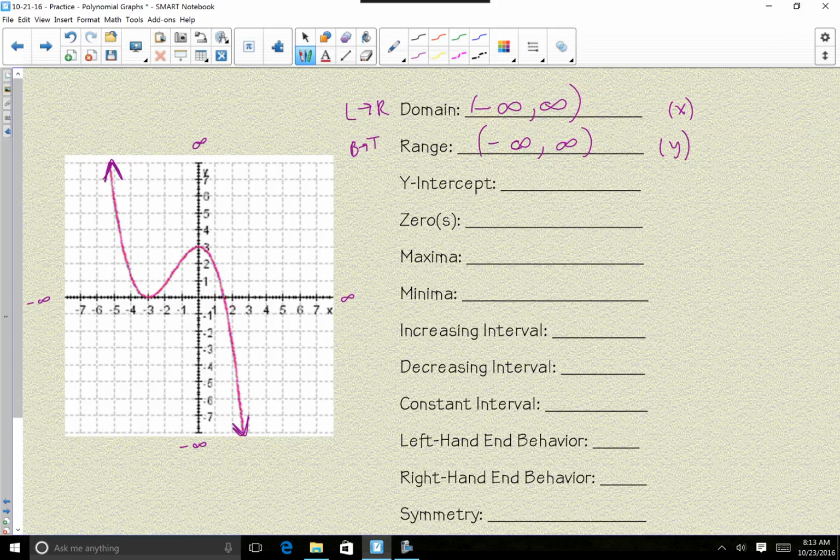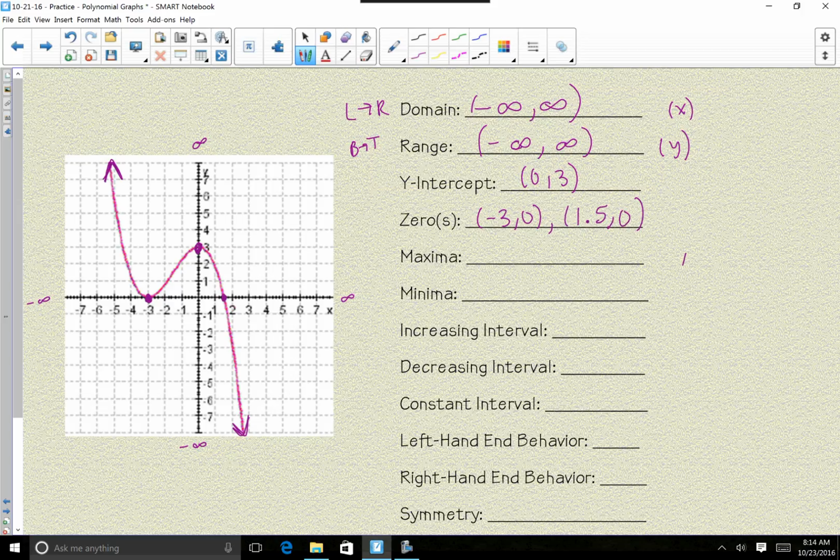So then my y-intercept is where we're crossing the y-axis, which hopefully we see that is at (0, 3). And zeros are where you're crossing the x-axis. And that first one is (-3, 0). And the second one looks like (1.5, 0).